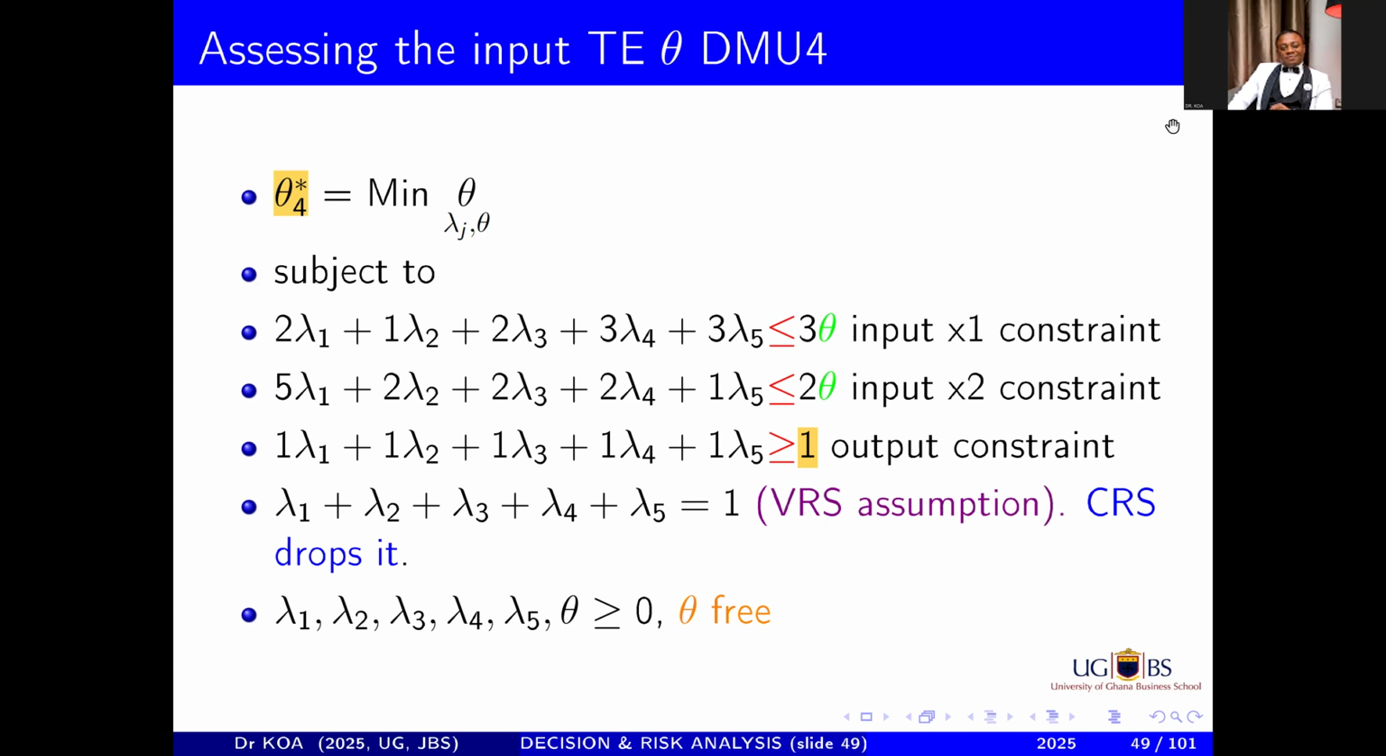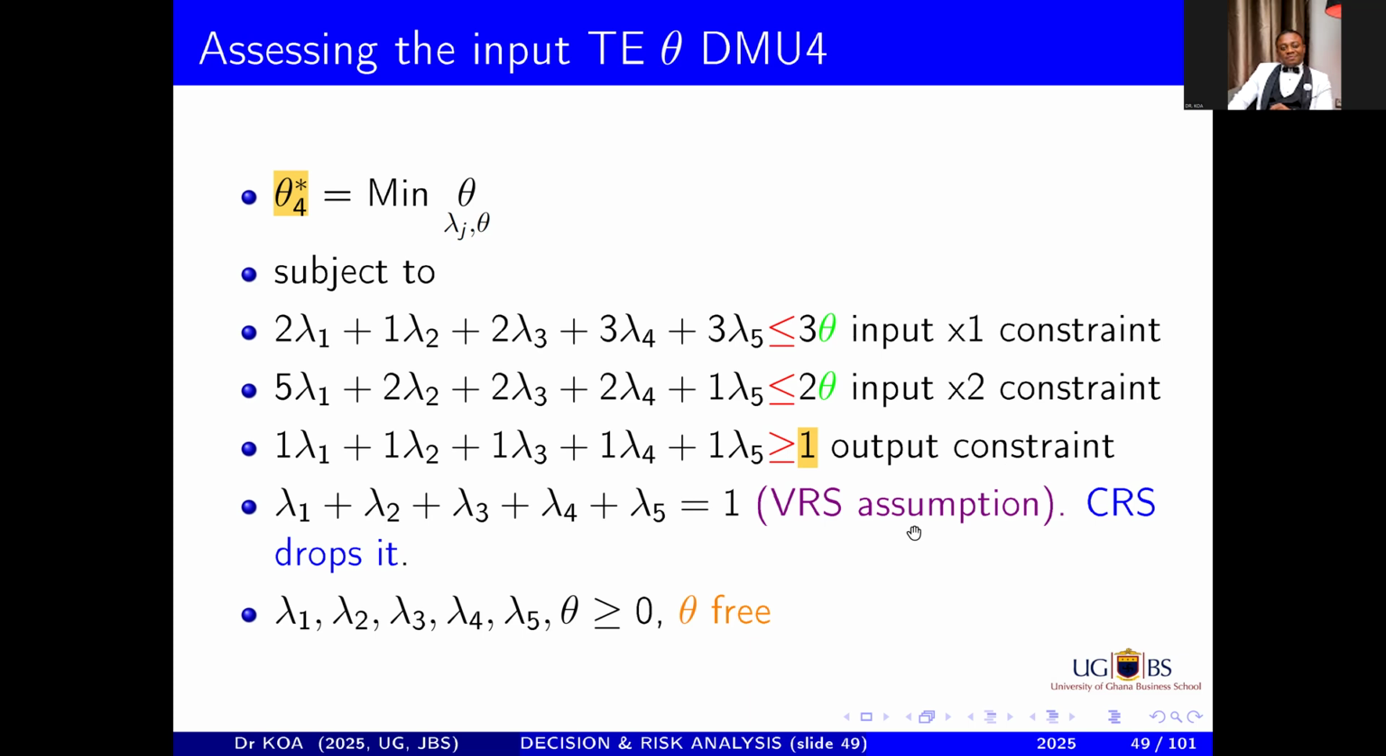Yeah. The VRS is, you see, whatever combination we have, it should sum up to 1. That's what the VRS is saying. But in the context of the CRS, does it mean that it doesn't need to sum up to 1 anymore? Did you understand the question? But I believe you should explain why the CRS drops it, that's a drop it, if you could just explain it.